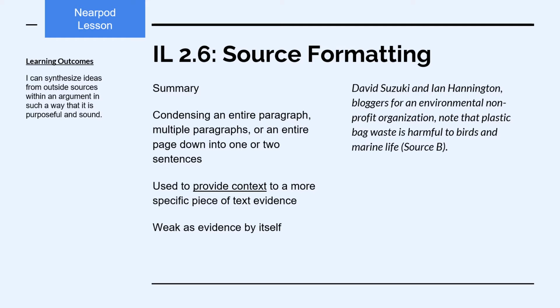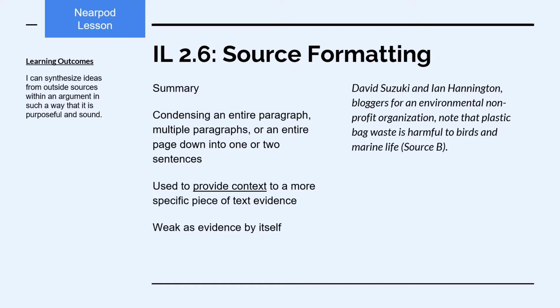Here's an example of summary evidence here. David Suzuki and Ian Hannington, bloggers for an environmental nonprofit organization, note that plastic bag waste is harmful to birds and marine life. And that's from source B of the essay we're writing now. This is an example of summary evidence because I've summarized their entire paragraph with all those statistics and details about how plastic bags are harming birds and other marine life as well.